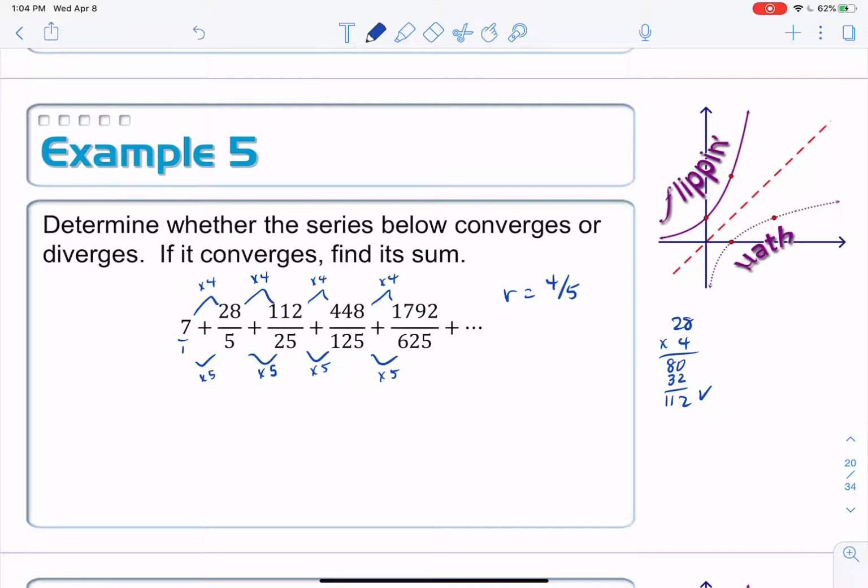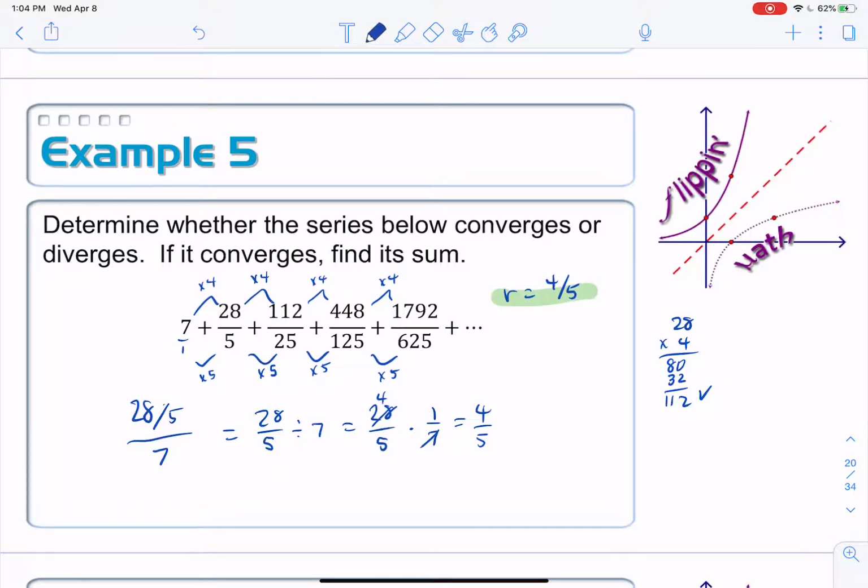If we were to divide any of these terms, for example, if I were to take 28 over 5 and divide this by 7, maybe I'll write it like this: 28 over 5 times 1/7. Then I can see these things cancel, leaving a 4 here, so 4/5. If I do that to any two consecutive terms, I'm always going to get 4/5. That's the common ratio.